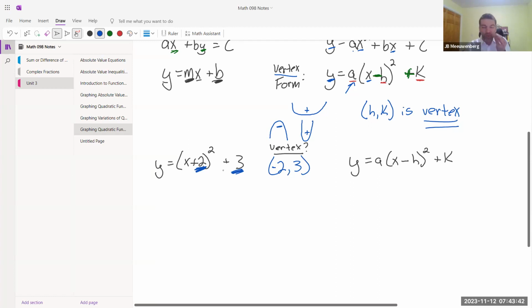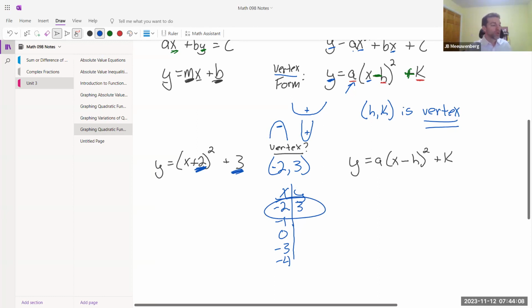So if you were going to graph that and you needed to make your XY table, you instantly would know your very first point is (-2, 3). And from there, you would go 2 points to the right of -2, -1 and 0, and 2 points to the left, -3 and -4. So this is automatically filled in for you right away.